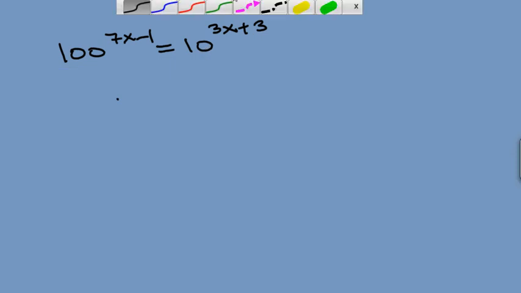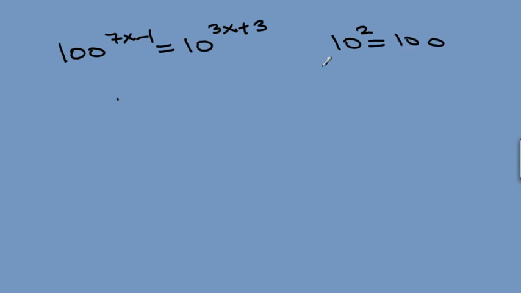Now, what happens when the bases don't match in a situation like this, for example? 100 to the 7x minus 1 equals 10 to the 3x plus 3. Now, in this case, the bases don't match. One's 100 and one's 10. So, since we have that happening, we need to somehow make sure the bases do match. Now, we know that 10 to the second power gives us 100. So instead of 100, we're actually going to rewrite this as 10 squared raised to the 7x minus 1 equals 10 to the 3x plus 3.